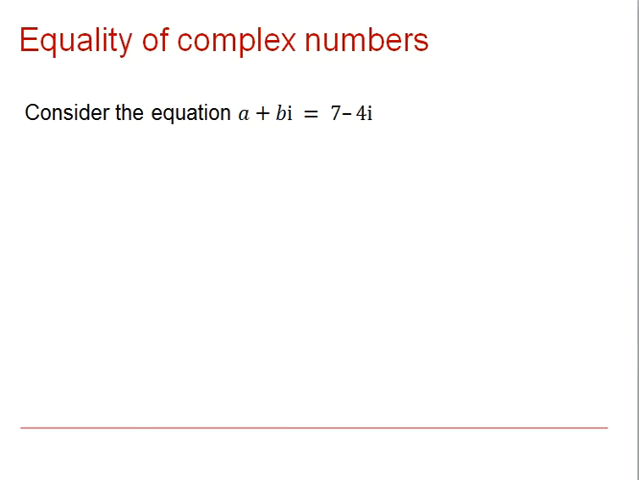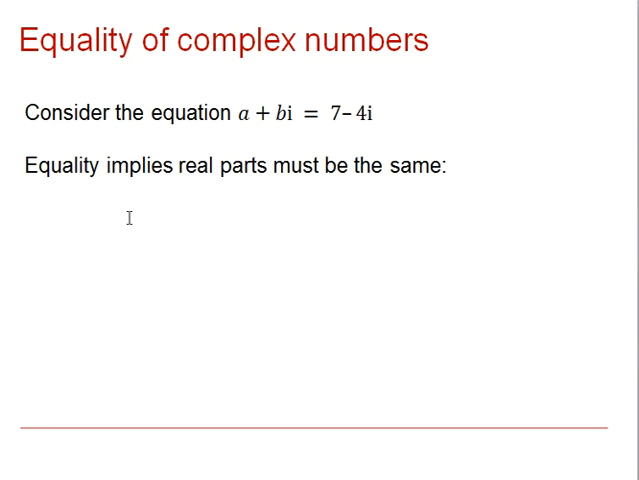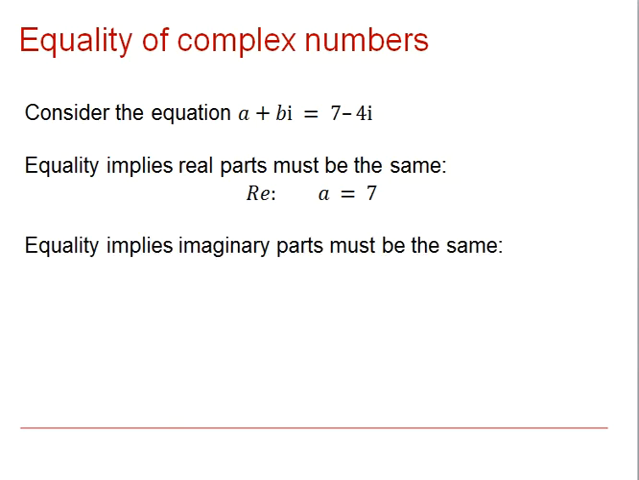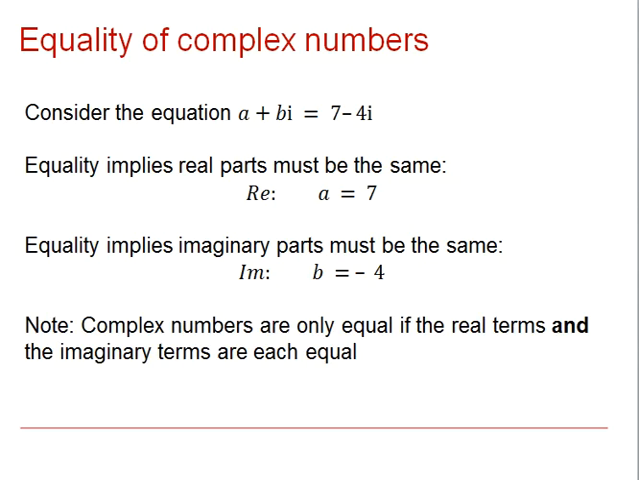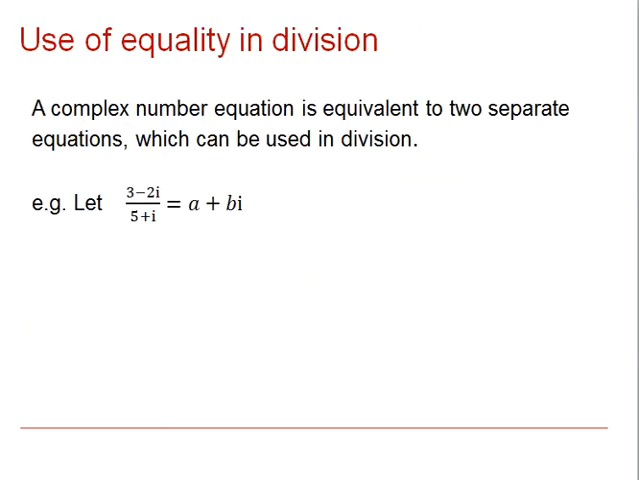Let us consider the equation where a plus bi is given as 7 minus 4i. In other words, a is 7 and b is -4. The equality implies the real parts must be the same. That is how I'm able to say, well, a must be 7. Equality also implies that the imaginary parts must be the same. Therefore, I was able to state, well, b must be -4. It's worth noting that complex numbers are only equal if the real terms and the imaginary terms are each equal.